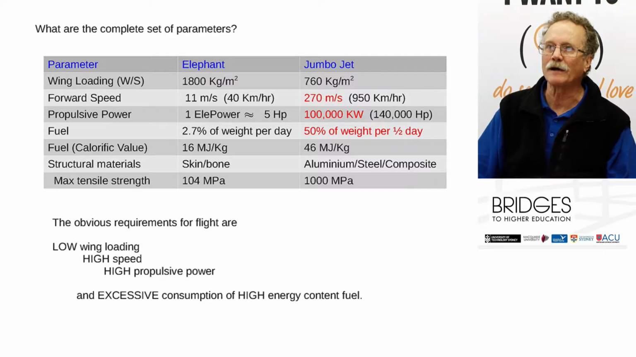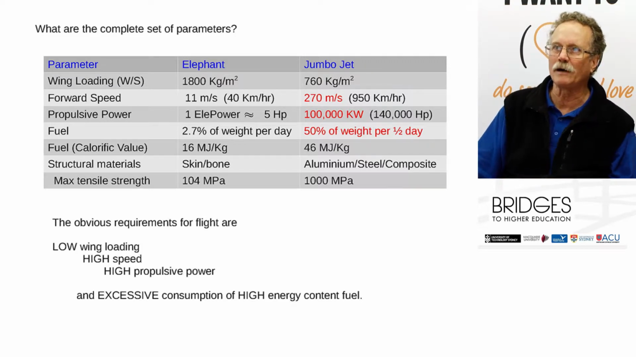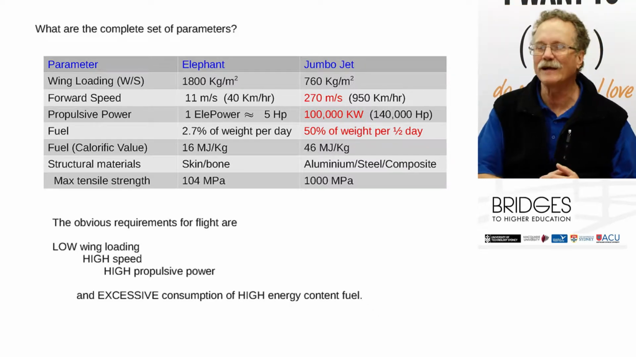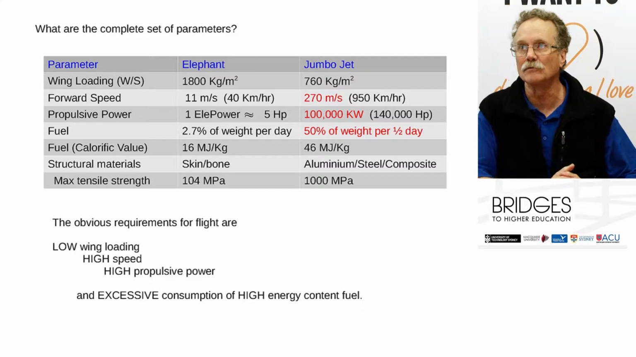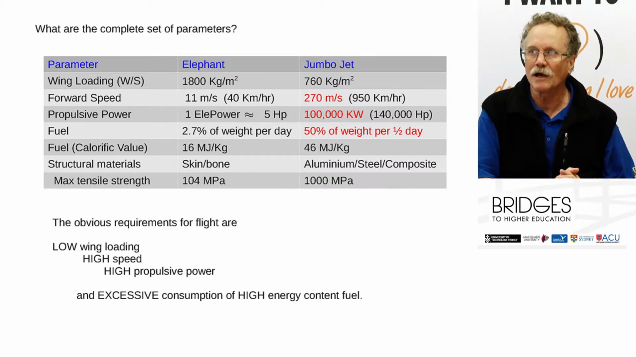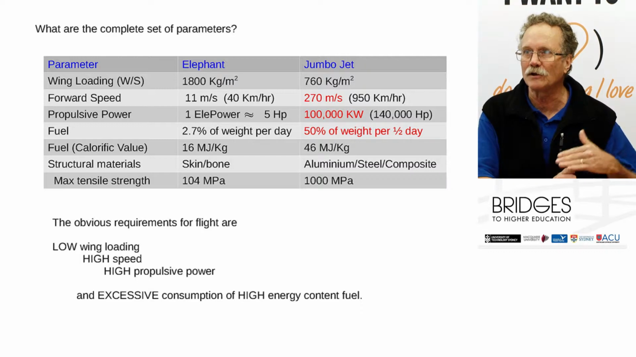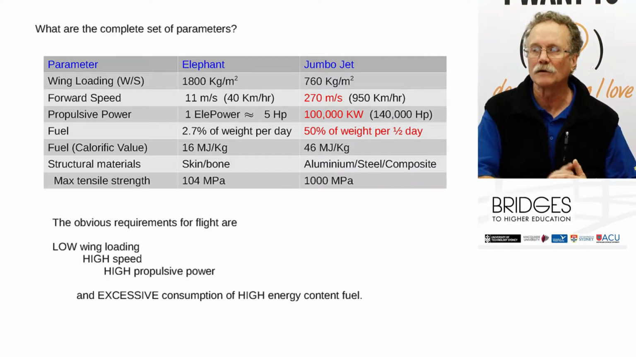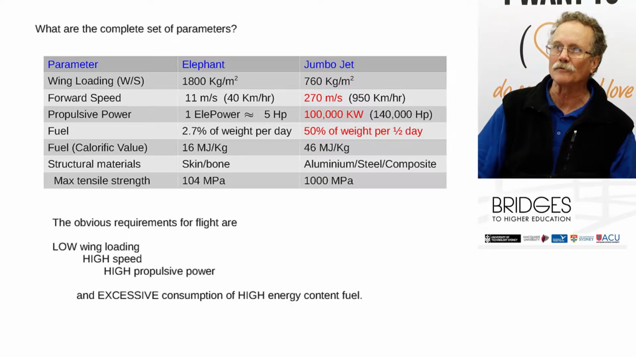The propulsive power, one elephant power, I've estimated about 5 horsepower, whereas a jumbo jet's running at 140,000 horsepower in full flight. The fuel, elephants eat around about 300 kilograms of fuel, grass, every day. A jumbo jet, going on a half-day trip between Sydney and Los Angeles, in that half day it'll use 50% of its weight. So there's another really big difference.